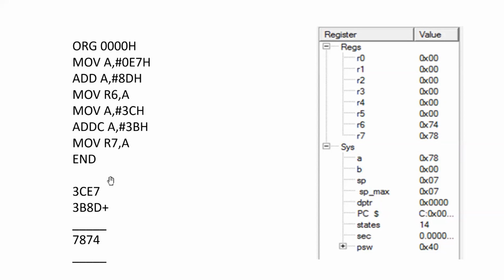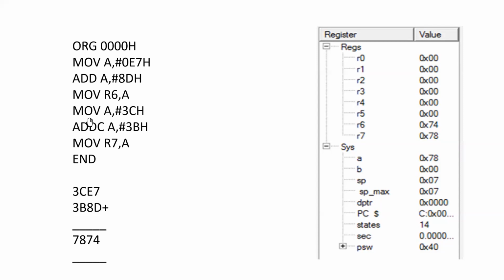But you understand this? By adding E7 plus 80, carry will be generated. Actually 174 will be the answer. But my accumulator can hold only 74. So that accumulator value I have to move to R6. You just see here, my R6 value is 74. Okay, now carry is generated.